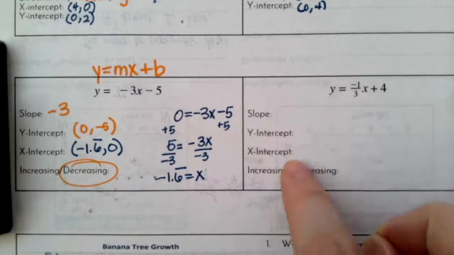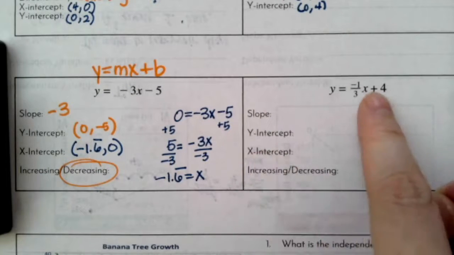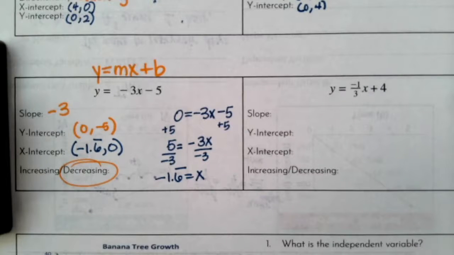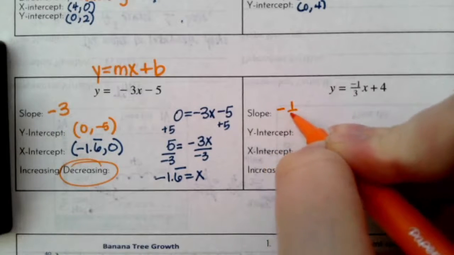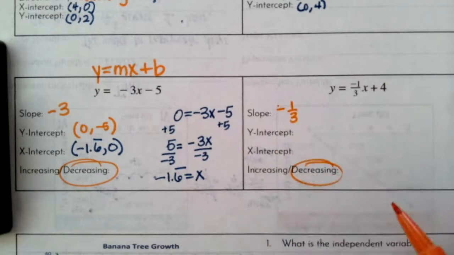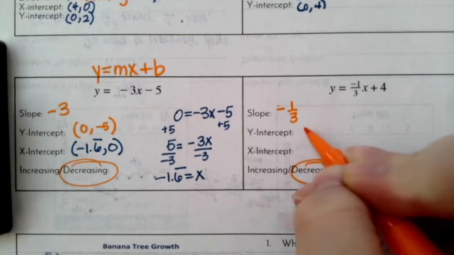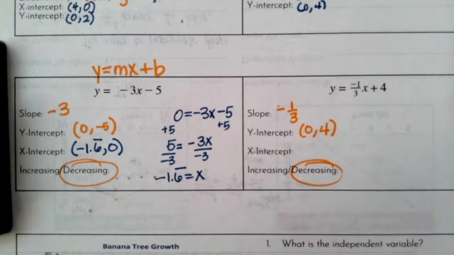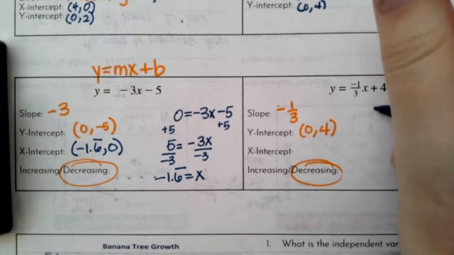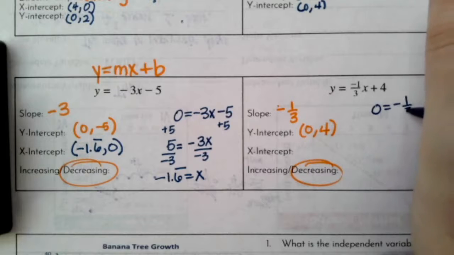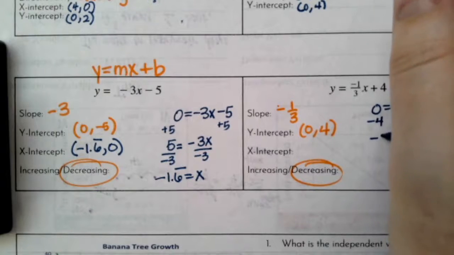I do want to quickly show you this one because when we solve for the x-intercept, we have to use a fraction, and I want to make sure you see that as well. So I'm going to quickly go through the other 3. The slope is -1/3. Since it's negative, we're decreasing. And my y-intercept is 0, 4. For my x-intercept, when I plug in 0, I can subtract 4.